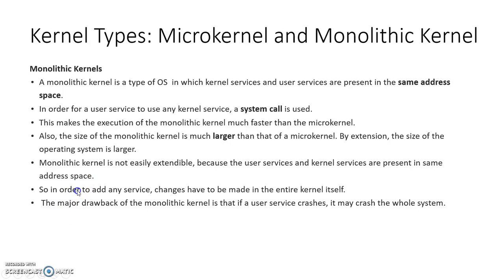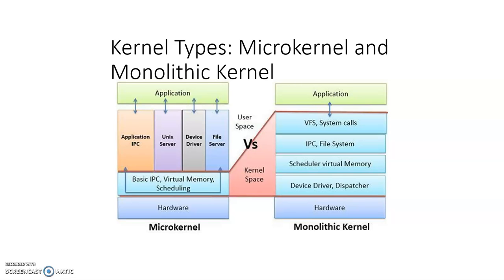Now, a diagram of the monolithic kernel and the microkernel is given. For the microkernel, you can see that these are the user services, and these are the kernel services, and they use different address spaces. You can see device file servers, Unix server, application IPC, all are different. Now, this is the computer hardware. If you compare the monolithic kernel, both the user space and the kernel space are in the same address space. Now, the application is on top of the two.